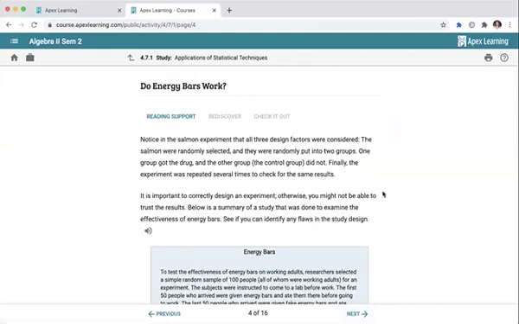Okay, but if we noticed there in the salmon experiment, all 3 design factors were considered. Okay, they selected them randomly and put them randomly into groups. They had a control group because one got the drug and one didn't, and then they repeated it several times to check for the same results. Okay, so that's our 3 main parts there.